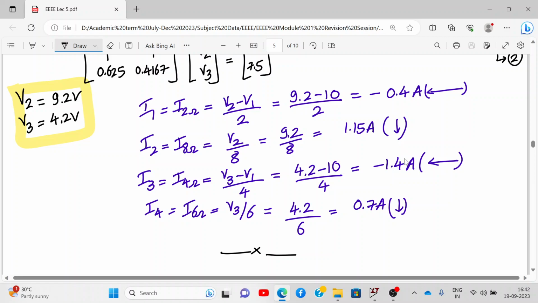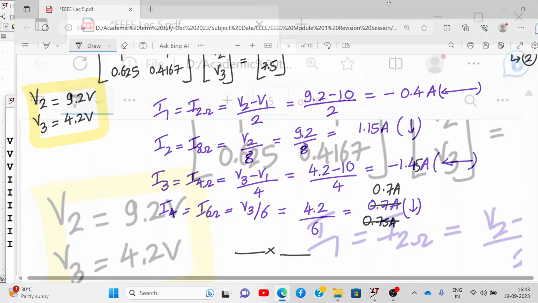It is 4.5 minus 10 divided by 4. Yeah, it is 1.45, and in here, instead of this, it is 0.75, I guess. 4.2 divided by 6, yeah, it is 0.7 only actually. Let us check this. 0.8 divided by 2, that will be 0.4, and 9.2 divided by 8, that will be 1.15. So yeah, everything else is correct.